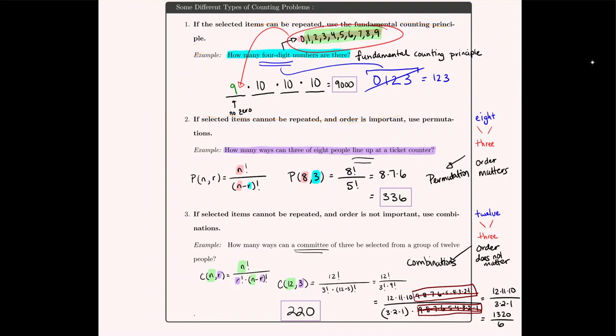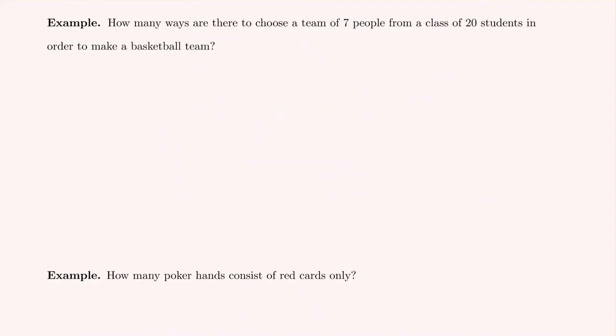If instead we're going from a bigger group to a smaller group and order matters, we use the permutation formula. Contrasted with if we're going from a bigger group to a smaller group but order does not matter, then we use the combination formula. Let's continue working with these formulas.